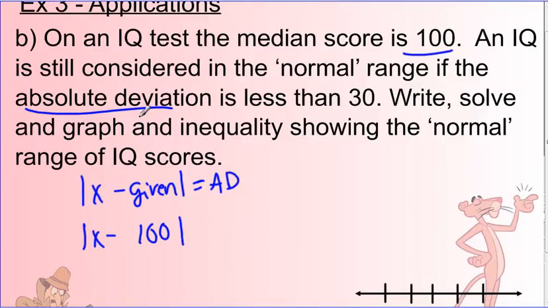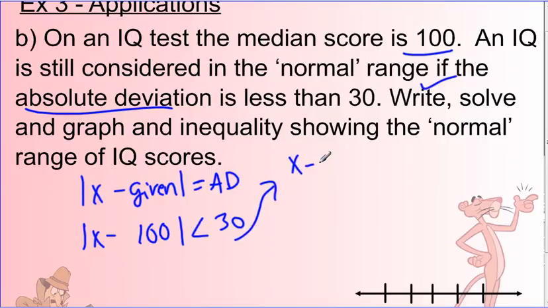And it says it's considered to be normal if the absolute deviation is less than 30. Okay, so we wrote the inequality. Check. Solve it. We're going to take that and separate it into two separate problems. I'm going to put them up there.